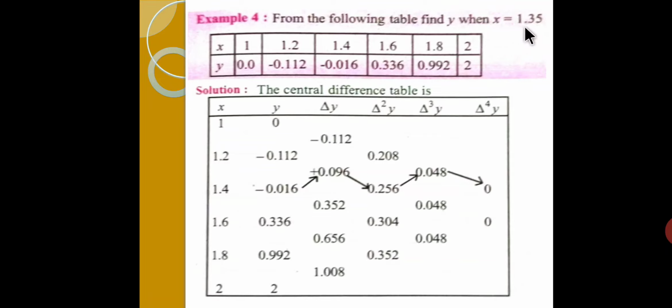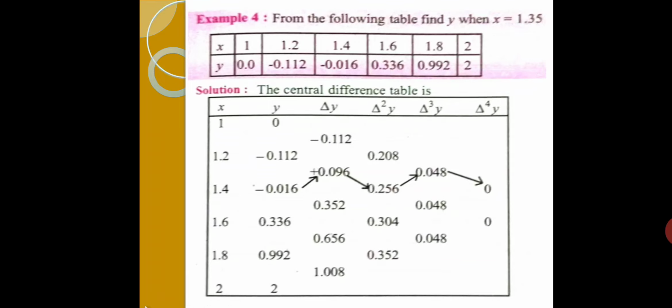So when x is equal to 1.35, find the y value. The given data for x is 1.2, 1.4, 1.6, 1.8, 2, and the interval difference is 0.2. The corresponding values for y are 0.00, minus 0.112, minus 0.016, 0.336, 0.992. So here our required value x is equal to 1.35, and our total observations are 1, 2, 3, 4, 5, 6.